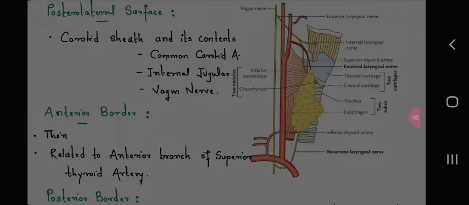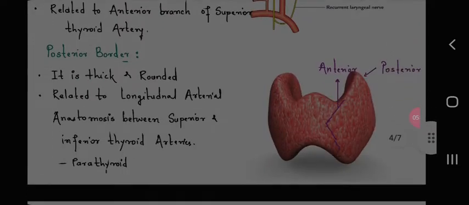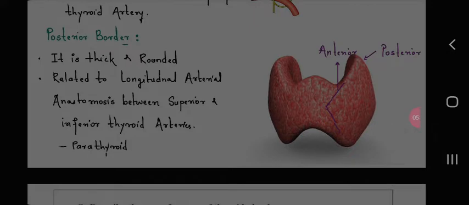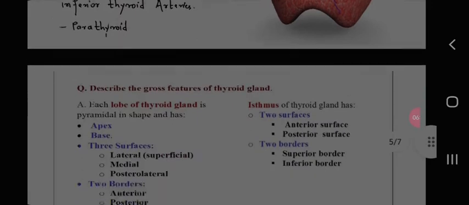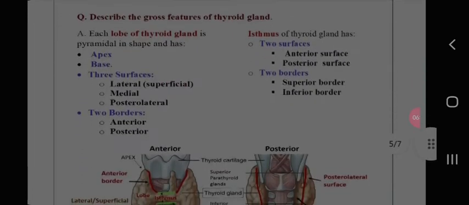Anterior border is thin, related to the anterior branch of the superior thyroid artery. Posterior border is thick and rounded, related to the longitudinal arterial anastomosis between superior and inferior thyroid arteries. Parathyroid, anterior and posterior. Describe the gross features of the thyroid gland.